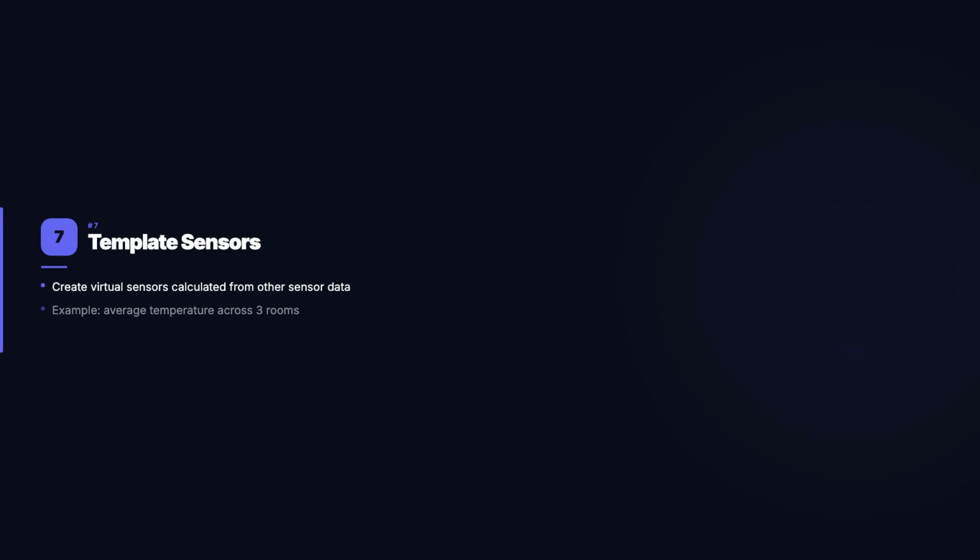Number 7. Template sensors. Template sensors are virtual sensors calculated from other sensor values. Average temperature across 3 rooms. Combined presence of all household members. Maximum humidity in the house. These synthetic sensors behave like real sensors in dashboards and automations. They're created in configuration.yaml or via the helper UI and open up automation logic that would otherwise require complex conditions.